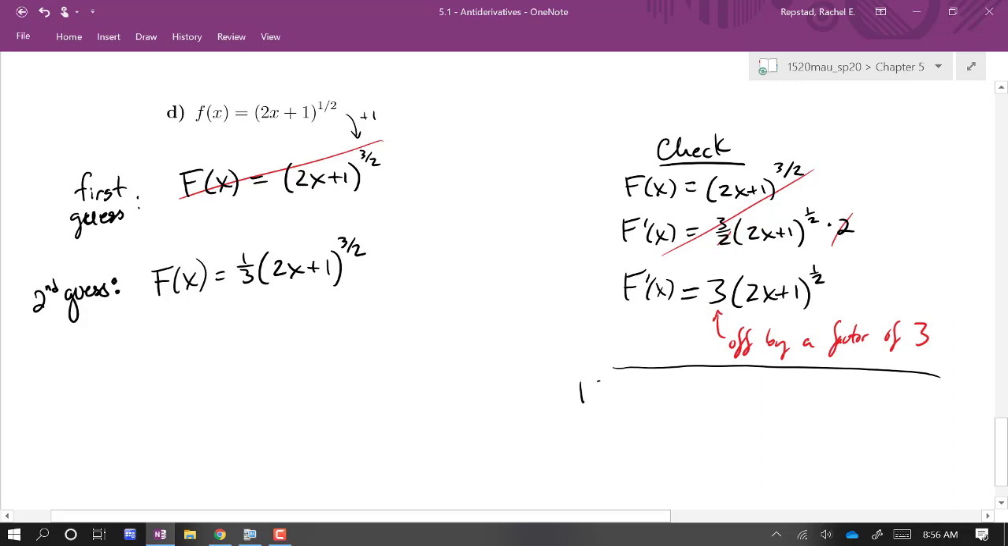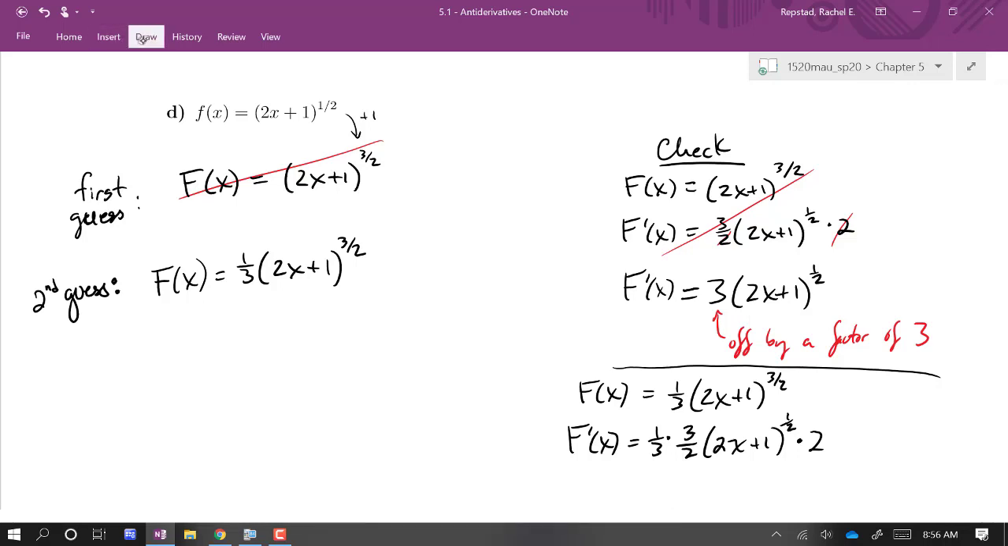Now, if I check, one-third times 3 halves, (2x plus 1) to the 1/2 power, and then times 2. Now, look what happens. The 2 still cancels there, but now the 3 cancels with the 1/3, and we have (2x plus 1) to the 1/2, and that works. That is the function they gave us.